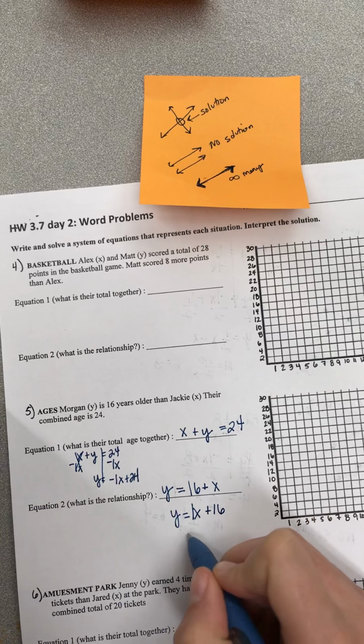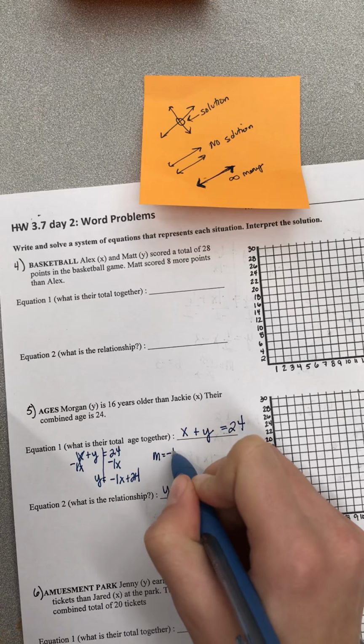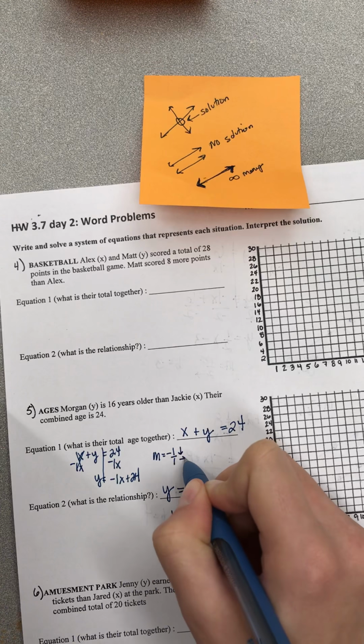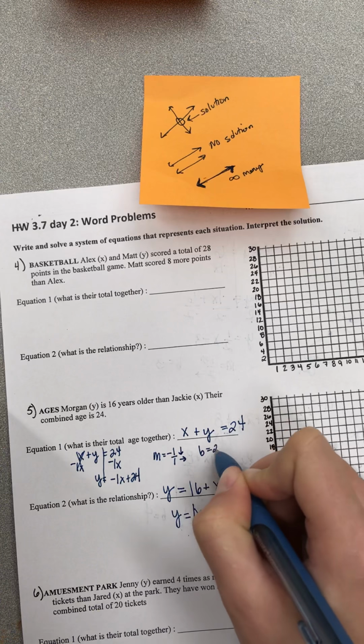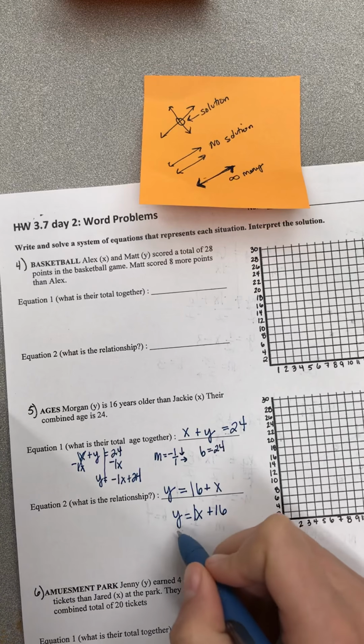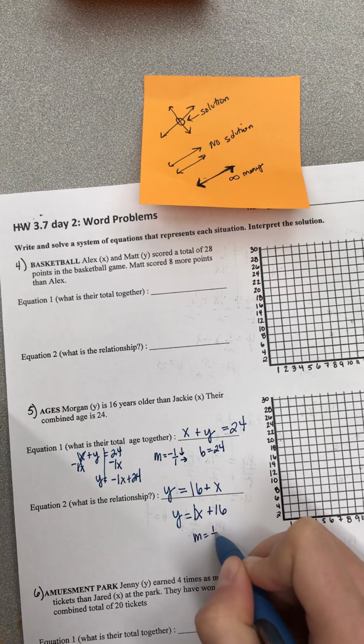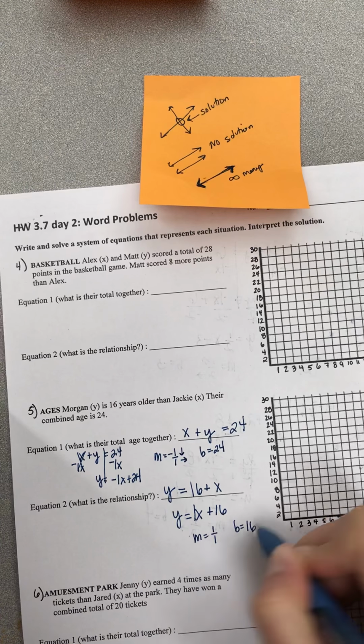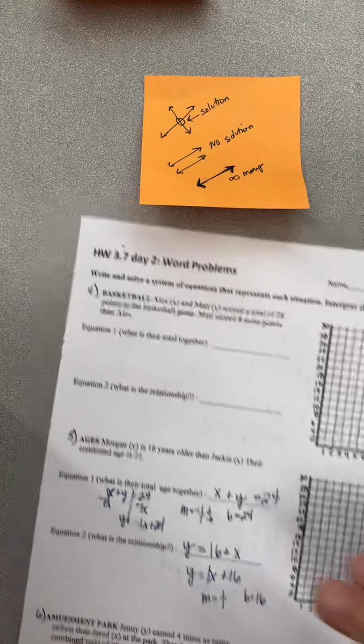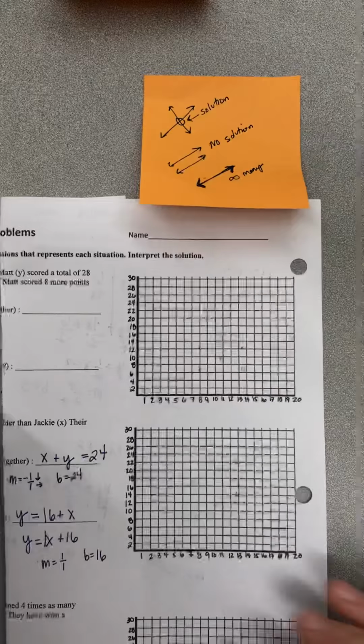Okay. In the top equation, my m is negative 1 over 1, which is down and to the right, and my b is 24. In the bottom equation, my m is 1 over 1, and my b is 16. So give me 1 second. I'm going to fold this paper so that you can see the graph.